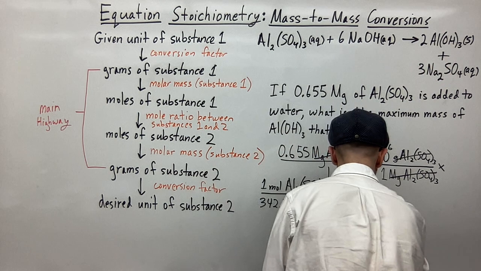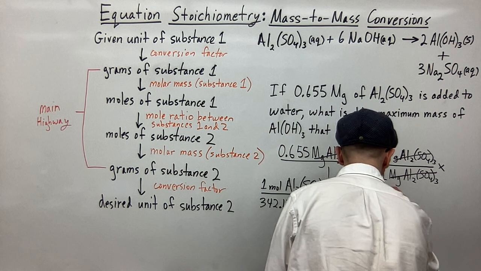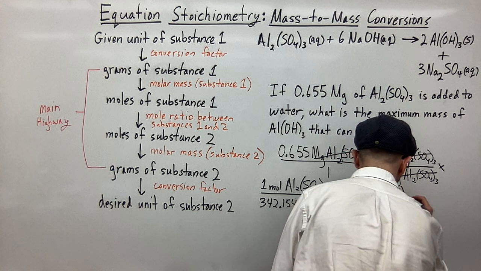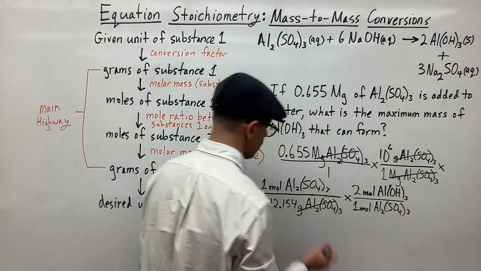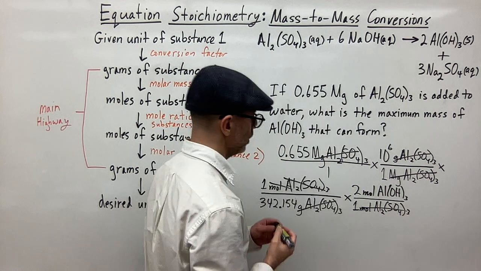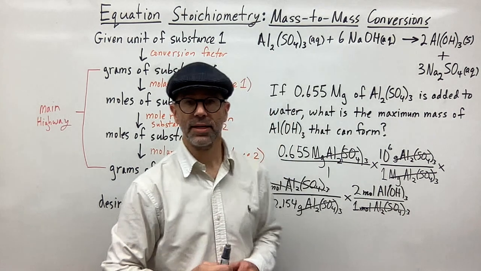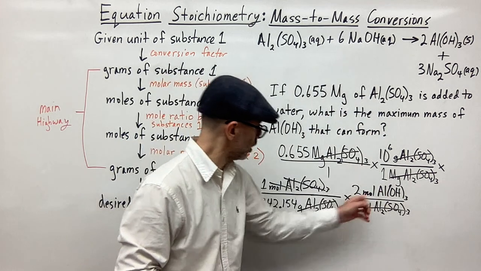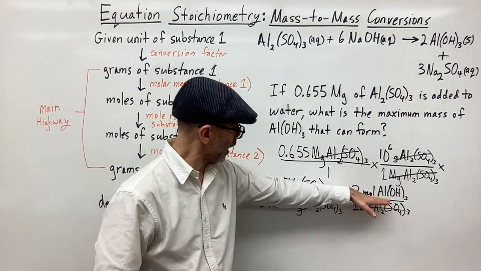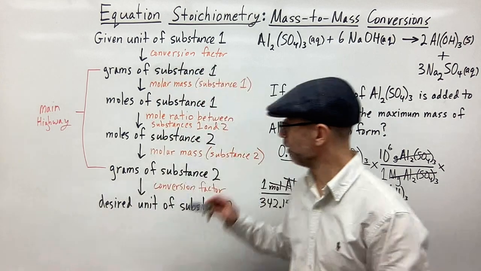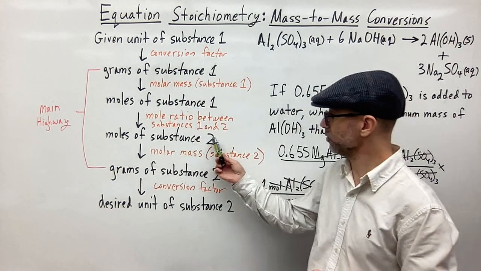So there's going to be 2 moles of AlOH3. And so moles of aluminum sulfate cancel out. Now I have moles of aluminum hydroxide. So now I'm here. I got moles of my substance 2.